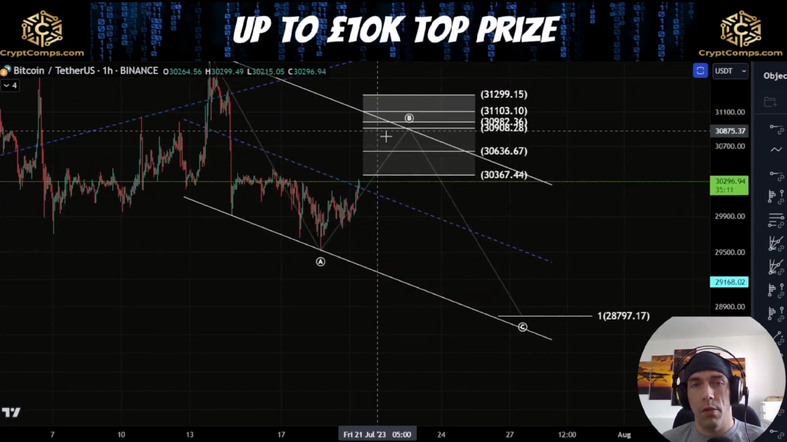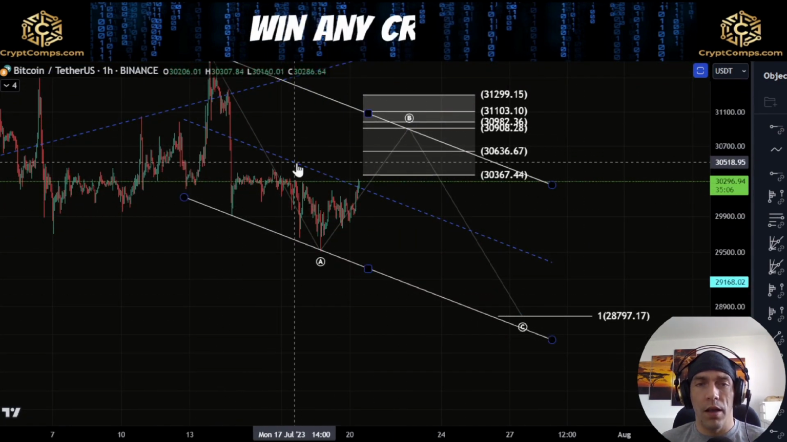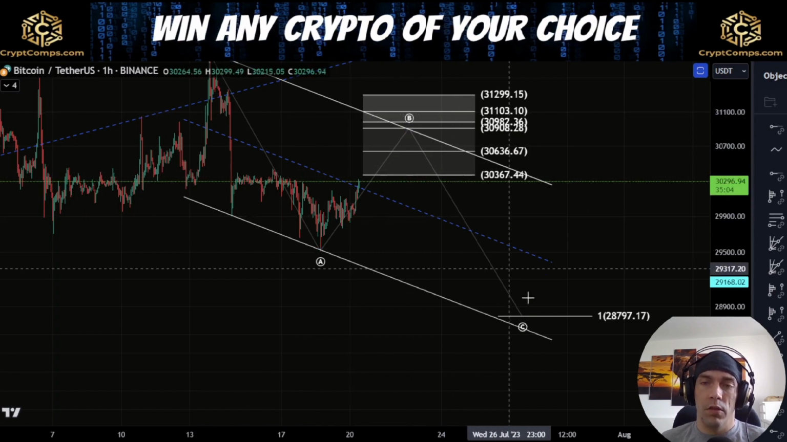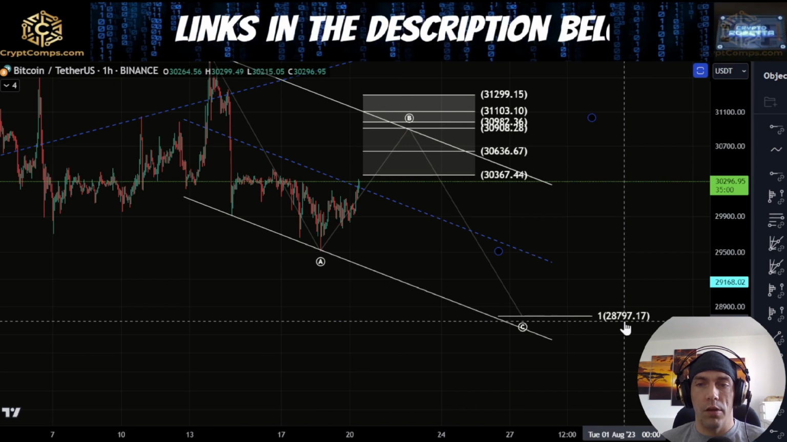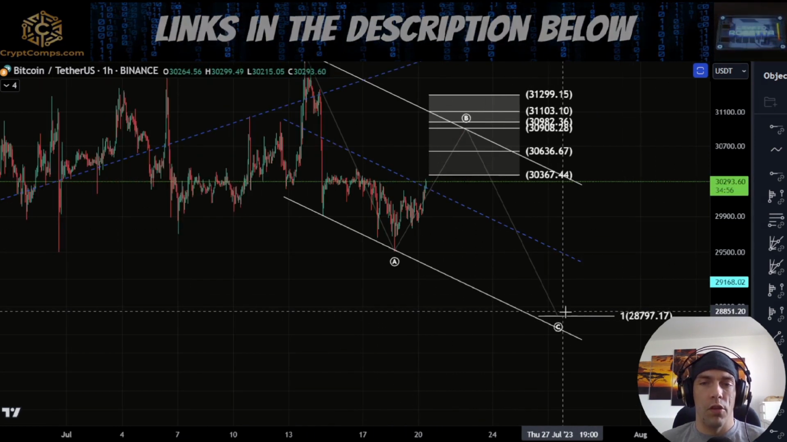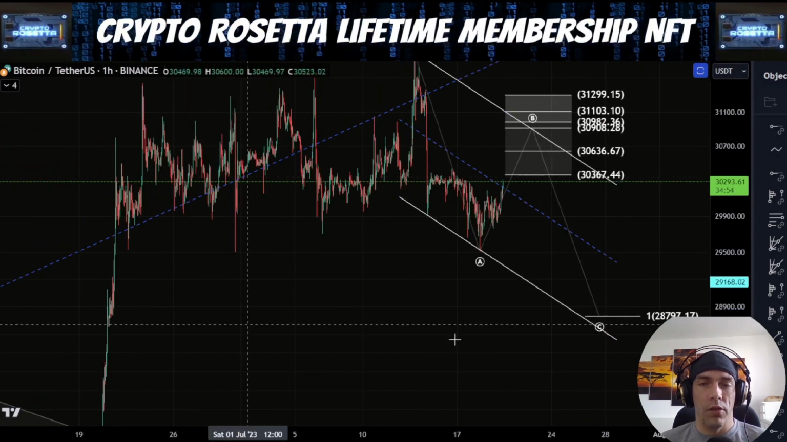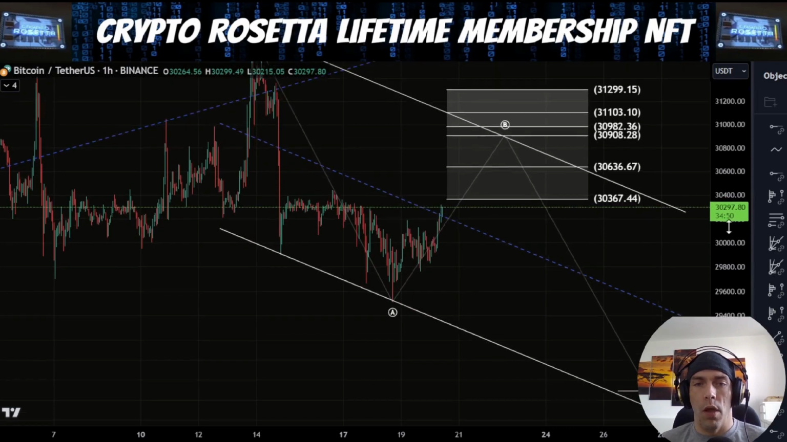Now, if we did see a push up higher here, looking to grab some of this liquidity that is above these highs over here, we could potentially still see this C wave to the downside being here at this 28,797, and then we could look for potential reaction from this lower area. So this is all looking for that possibility of coming back down here for that wave 2.